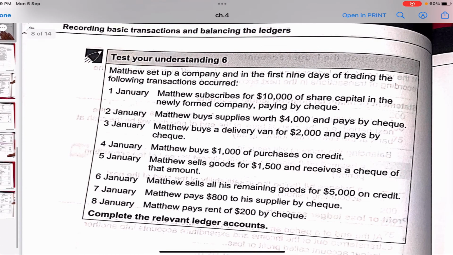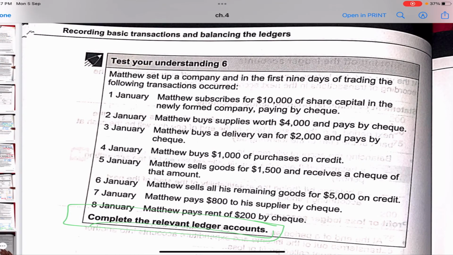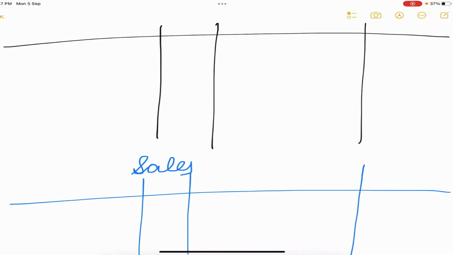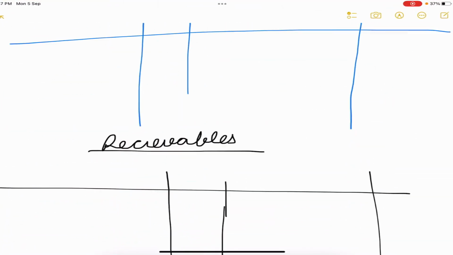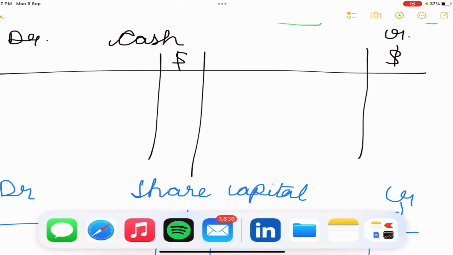Okay. So this is our test your understanding 6. So now we are doing the last test your understanding. So these are some transactions. Matthew set up a company, and in the first 9 days of trading the following transactions occurred. So we need to basically just put them down in the ledger accounts. So I made all the ledger accounts for all of the accounts which are given in the question. So let's get started with the question.